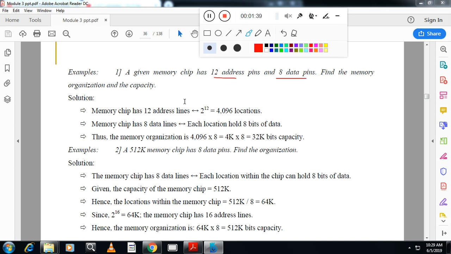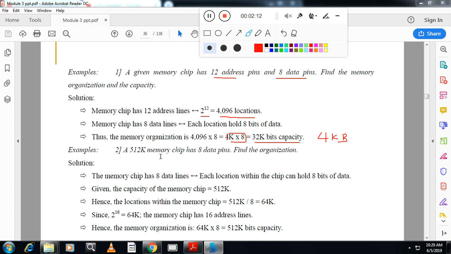Find the memory organization. 12 address lines means 2 raised to power 12, that is 4096 locations, and 4096 locations means 4k, and 4k into 8 bits is a 32 kilobit memory capacity, or 4 kilobyte memory capacity. In terms of bits, it is 32 kilobits. In terms of bytes, normally we express memory in bytes, 4 kilobyte.